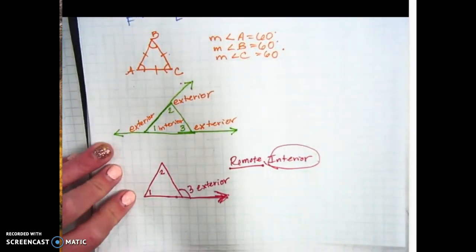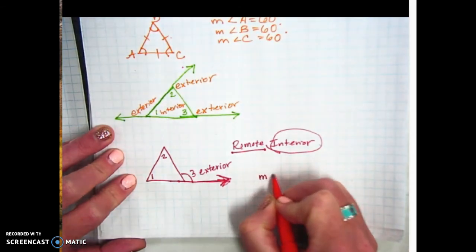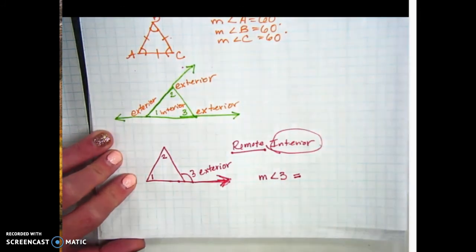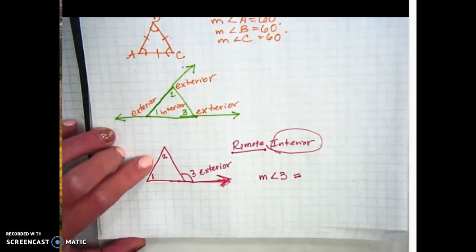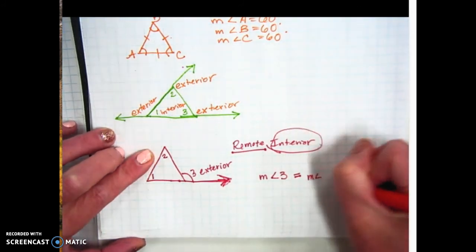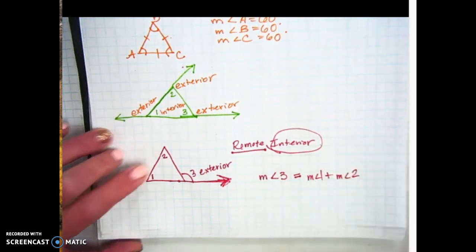All right. So here's what this theorem says. This theorem says that the exterior angle, so the measure of angle 3, is going to be equal to the sum of those two remote interior angles. So it's going to be equal to the measure of angle 1 plus the measure of angle 2.